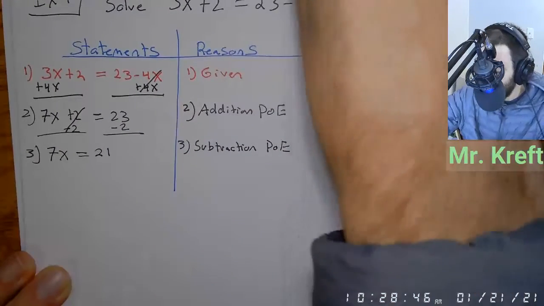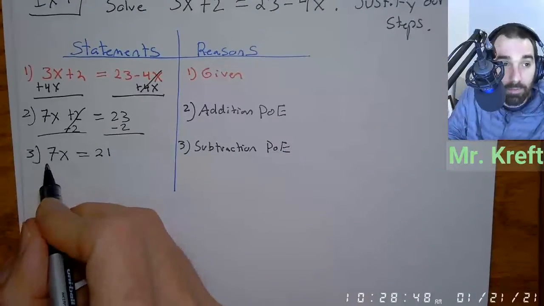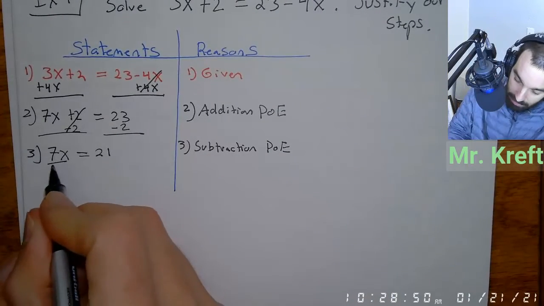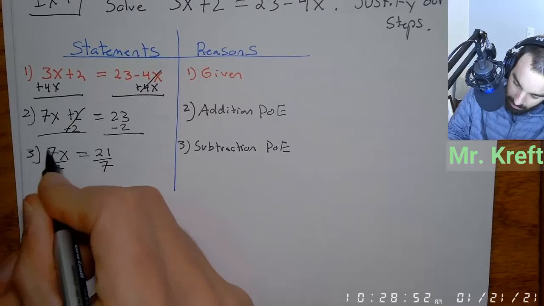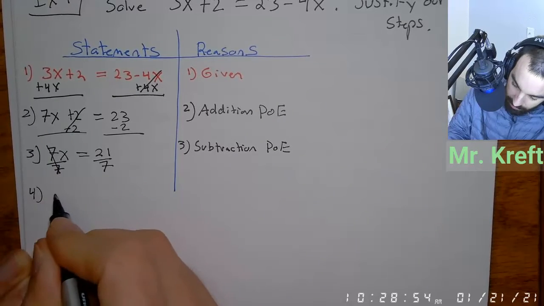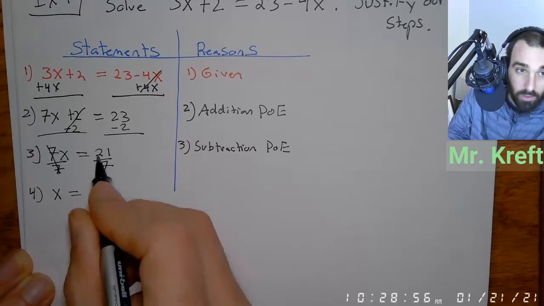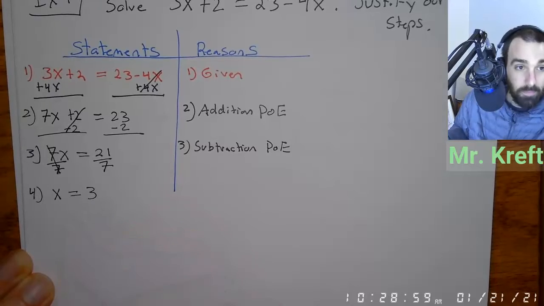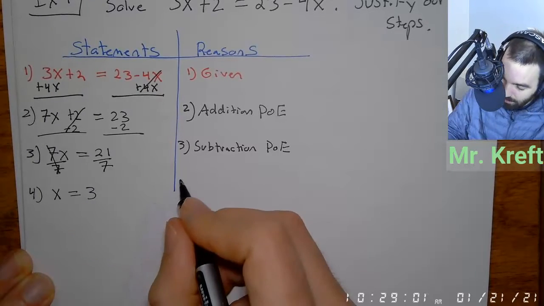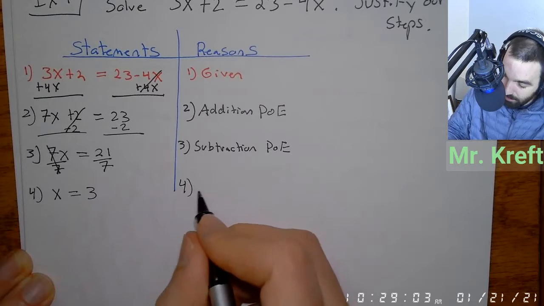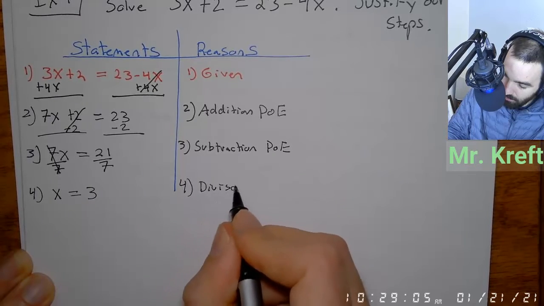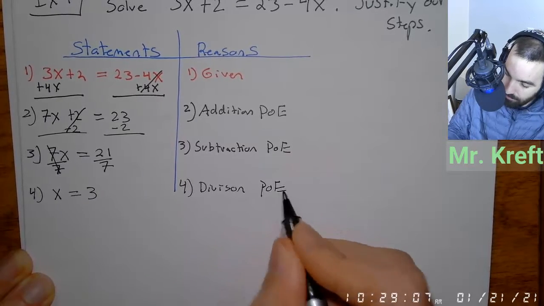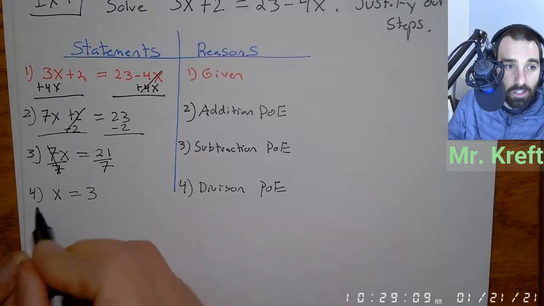Okay? So the next step here, it looks like I have 7 times x. So I'm going to undo that. So my fourth step is going to be x equals 7 goes into 21 3 times. And then what did I do here? I did division, and I did it to both sides.